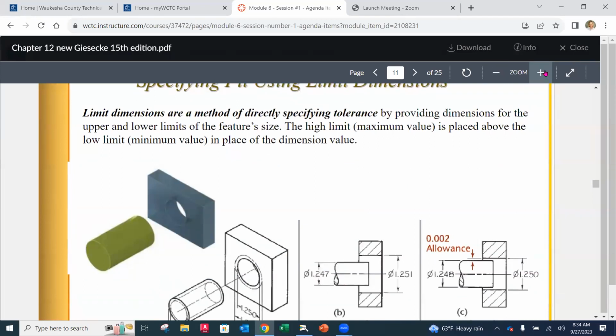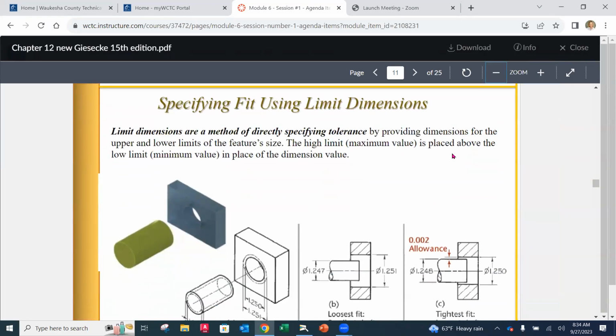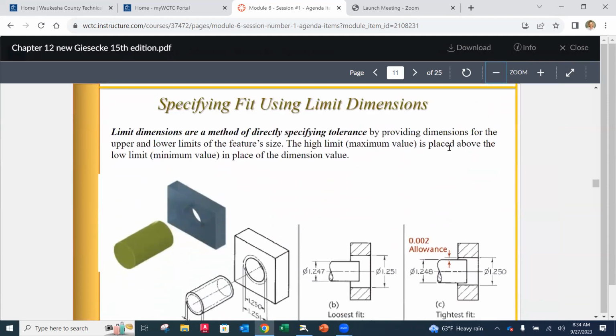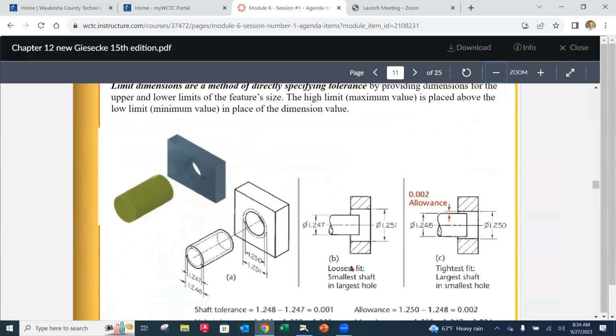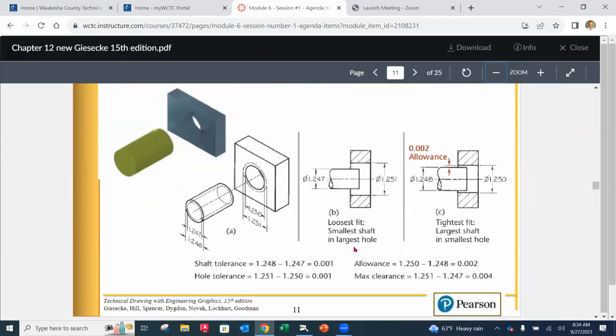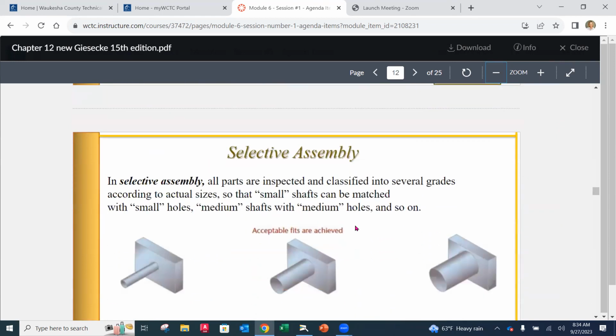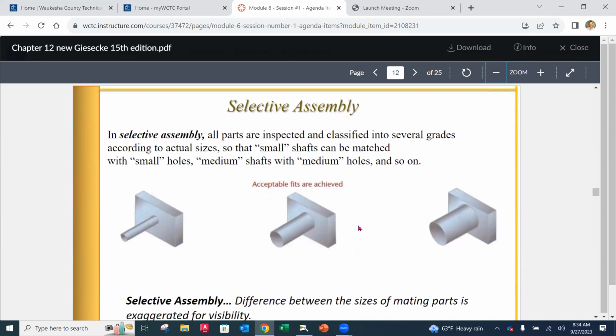Now, I'm going to zoom out here just a little bit. Okay. Limit dimensions are a method of directly specifying the tolerance by providing the dimensions for the upper and the lower limits, as we said earlier. So when we are looking at identifying what the limits are, we are identifying what is that up or that top value and what is that lower value. Okay. And again, it's really nice because you don't end up having to do any of the math on the spot.